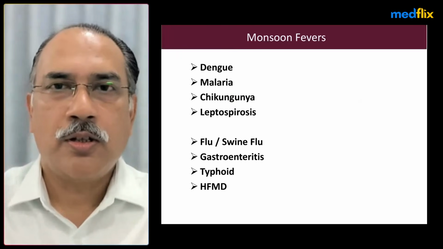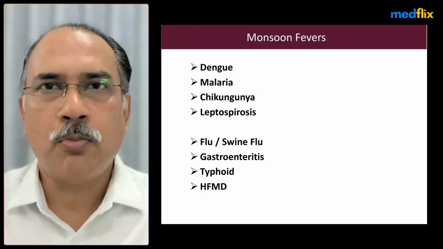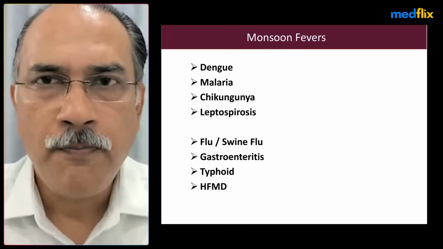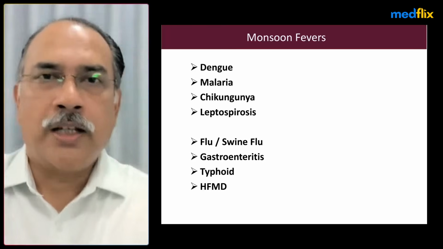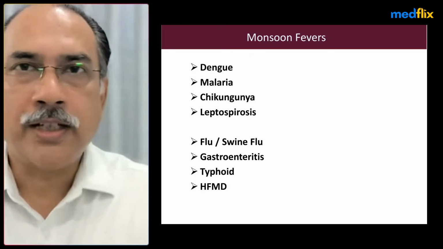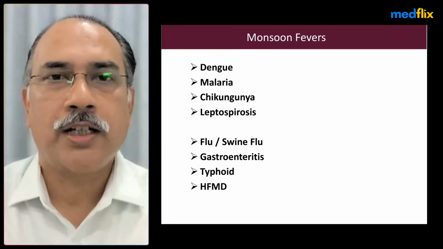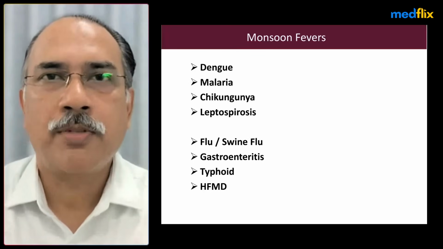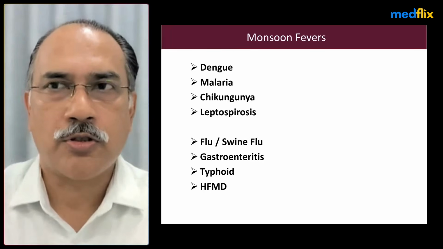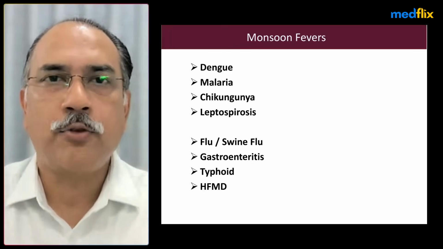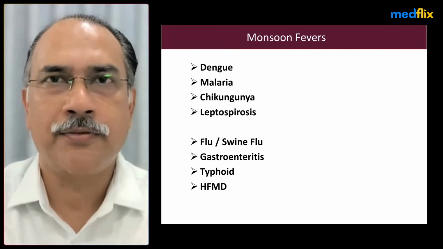Now, as we know, we have many fevers which are special to monsoon or more commonly occurring in monsoon. Now, children don't come with the label of dengue, malaria, chikungunya. So commonly they come with either fever, cough, cold, they come with fever, cough, cold, rash, or they come with loose motions, or sometimes they come with peculiar features which will help us make a diagnosis. So we will today try and focus on the worrisome monsoon fever, and that is the dengue fever.